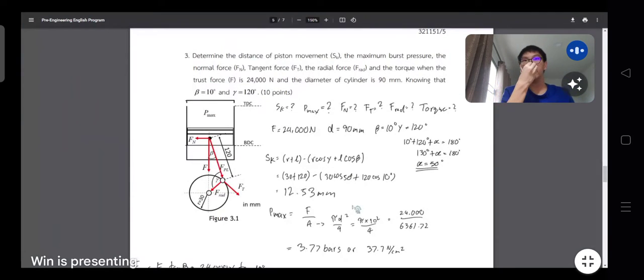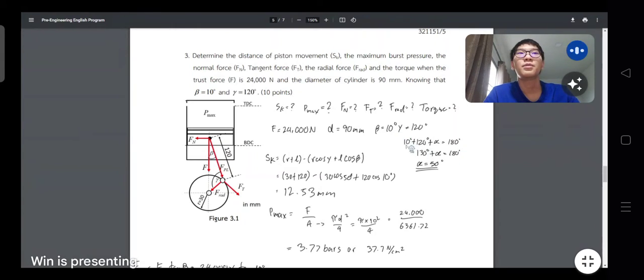On to number 3, we have to find the piston movement, the maximum burst pressure, the normal force, tangent force, radial force, and the torque. We were given that F is equal to 24,000 newtons, D is equal to 90 millimeters, beta is 10 degrees, and I forgot what the other one is called, but it is at 120 degrees. But this is not alpha, so we need to find alpha.